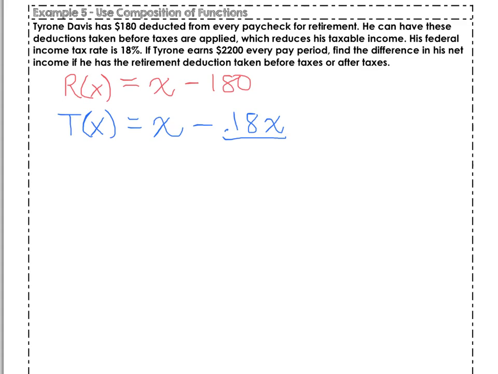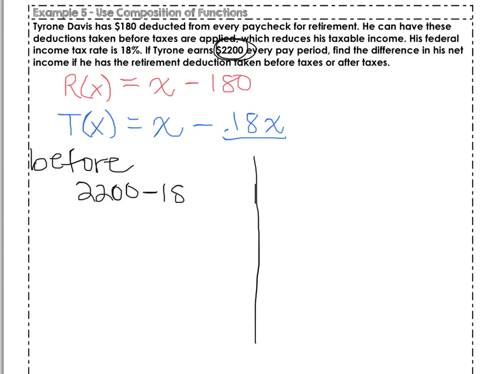If Tyrone earns $2,200 every pay period, here's my paycheck amount, X. Find the difference in his net income if he has a retirement deduction taken before taxes or after taxes, okay? Let's first look at the before. If we're first taking it out from the before, we're going to take away it from the function R. So we're going to have our $2,200 and we're going to take away $180, okay? This is going to leave us with $2,020.